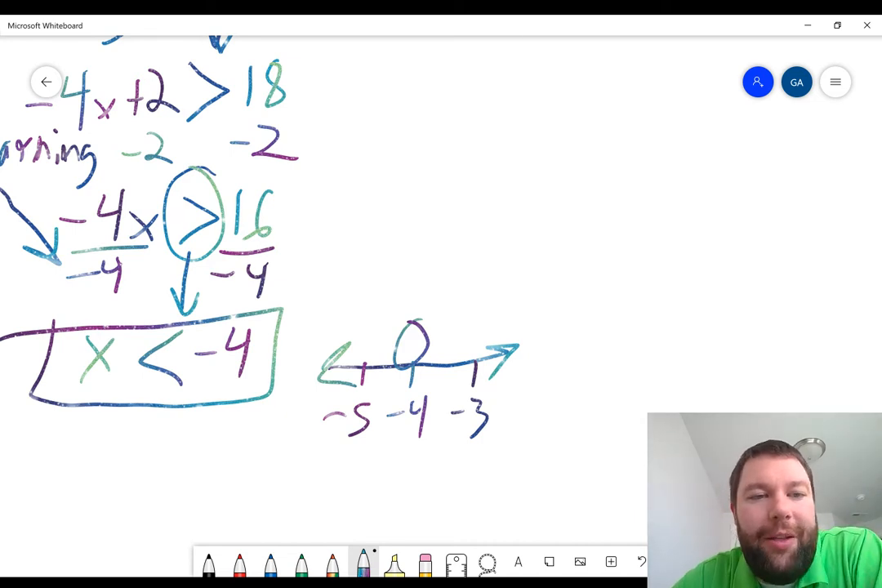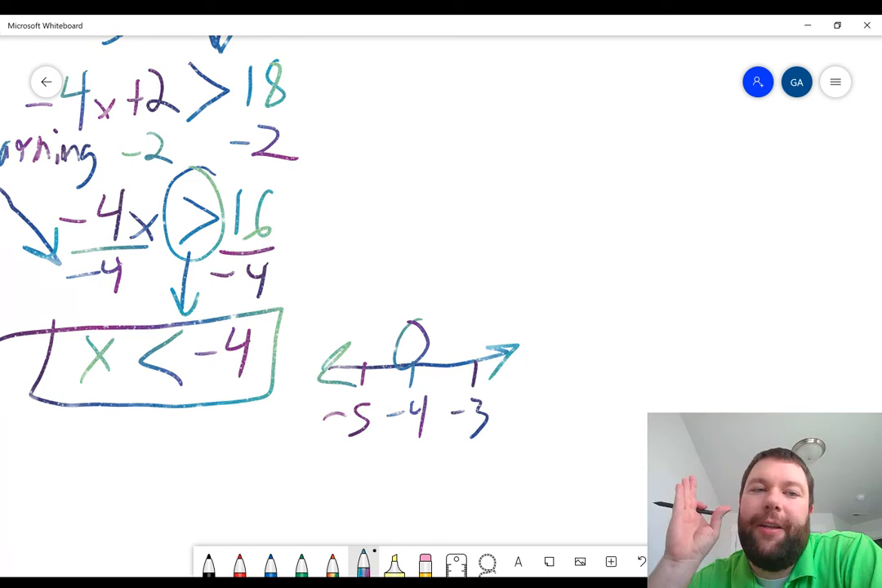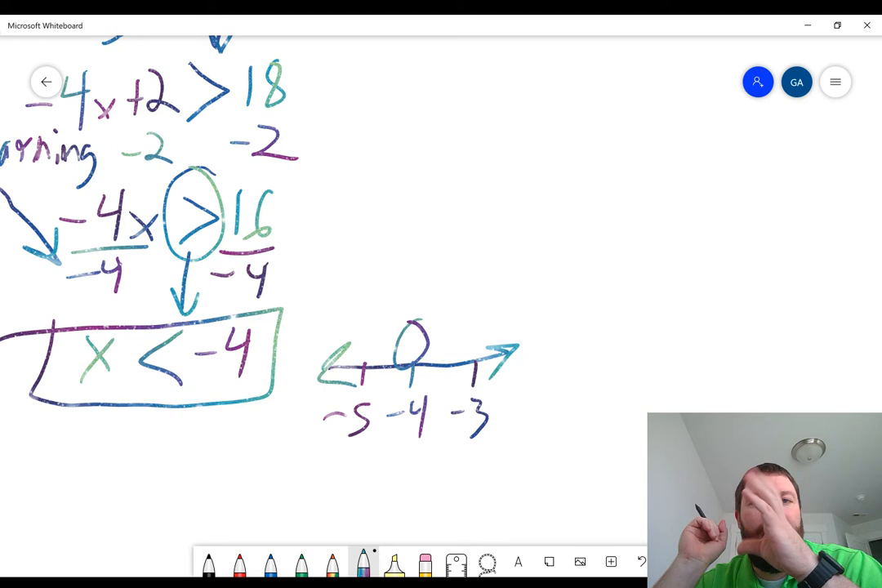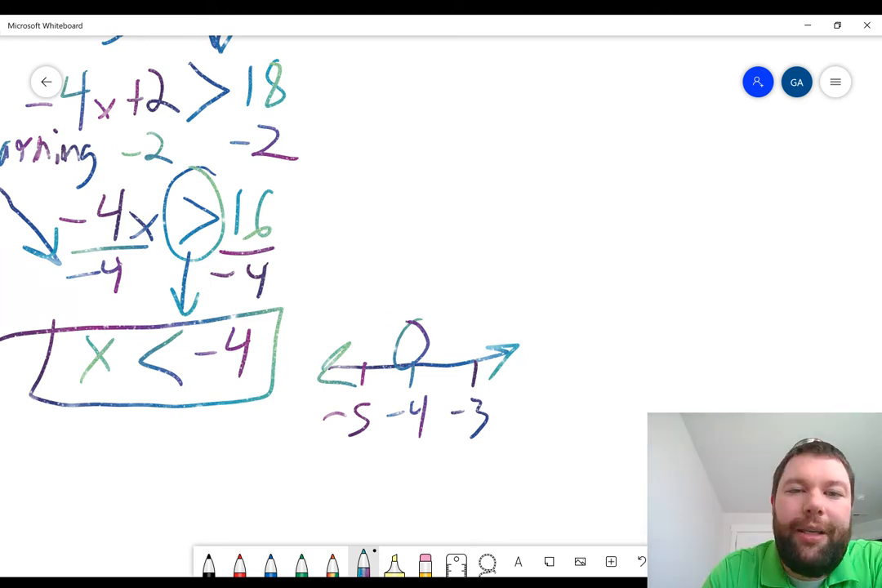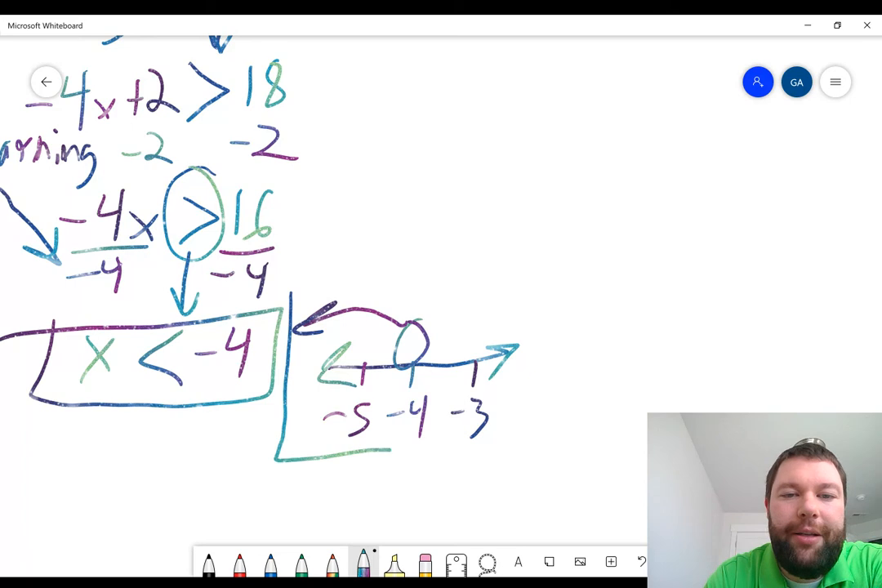Then I look at the number. If it's eating the variable, it goes to the right. If it's eating the number, it goes to the left. This one is eating the number, so it's going to go to the left. And that would be my graph. So there's my other answer.